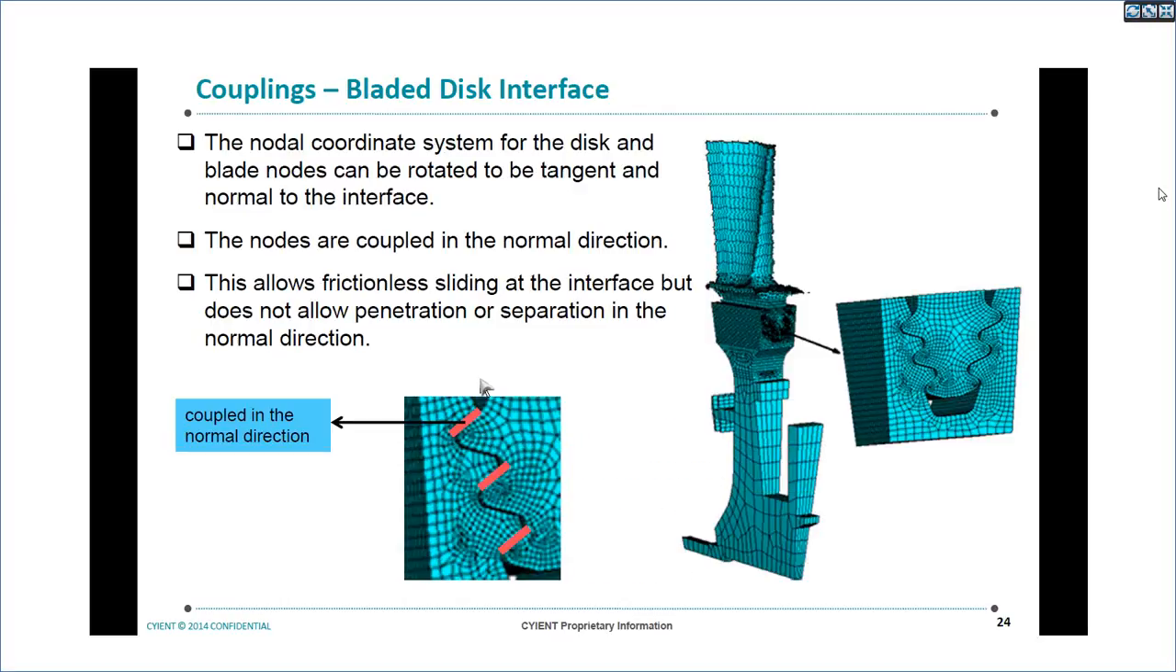One of the important things in couplings is that we can simulate the bladed disc interface. Nowadays, most of the time we are using contacts, not couplings. But our area of interest is this critical location, this bladed disc. Even sometimes to get faster results, instead of contacts, we can go for couplings as well. Here the nodal coordinate system of the disc and blades can be rotated to the tangent and the normal to the interface.